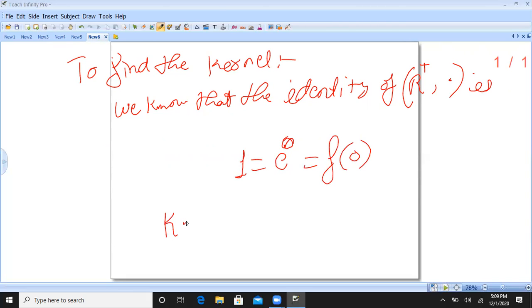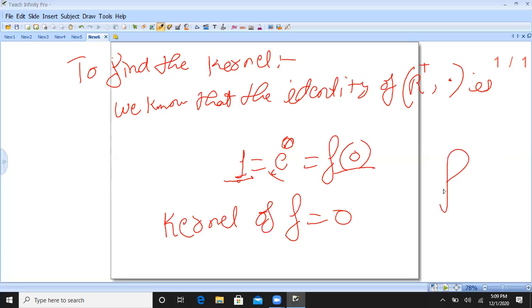The kernel of f is equal to 0. There is no other value: e raised to 0 is 1, and e raised to 0 is the value of f of 0. So f of 0's value gives the identity. Therefore the kernel of f is equal to 0.